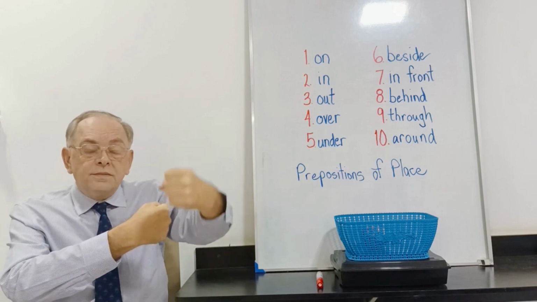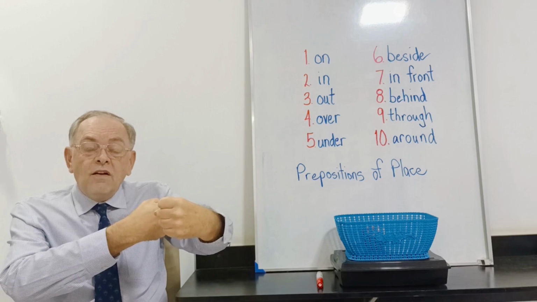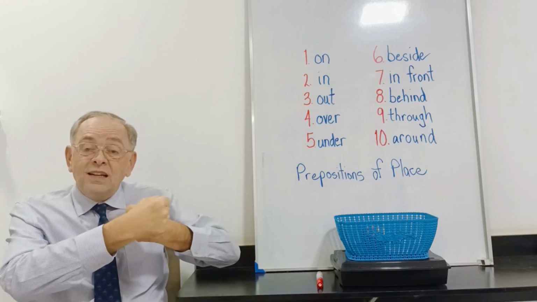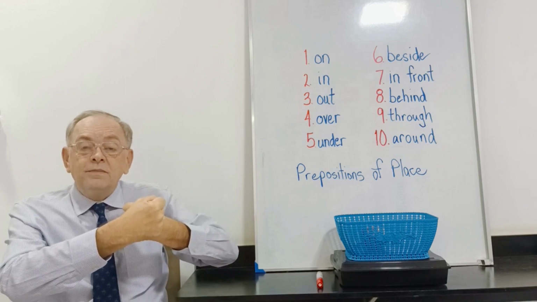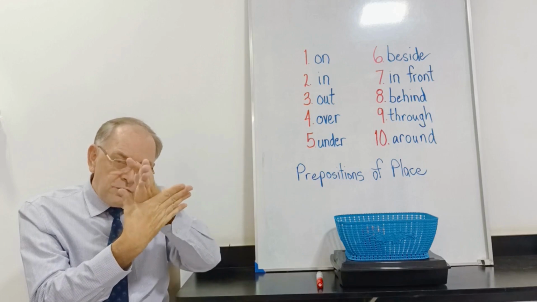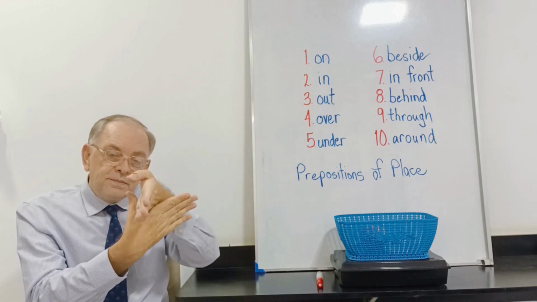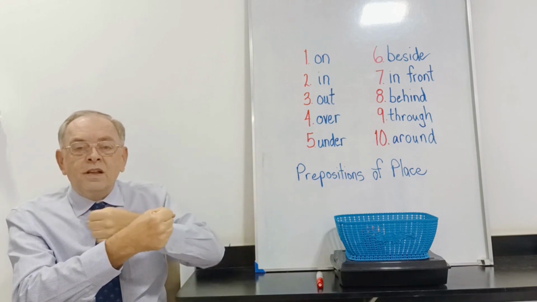In front. I move my fist in front of the other fist. Behind. I move my fist behind the stationary fist. This is how I demonstrate through. I say through. And around.